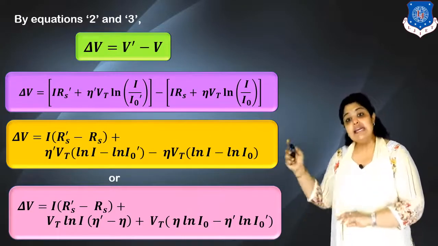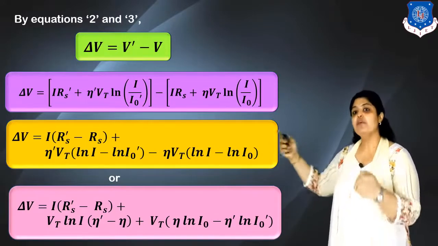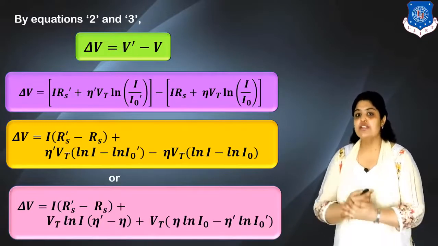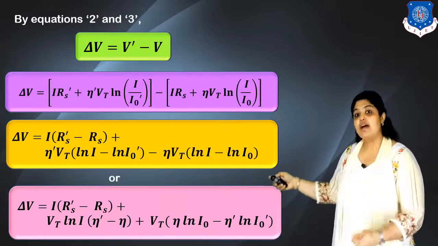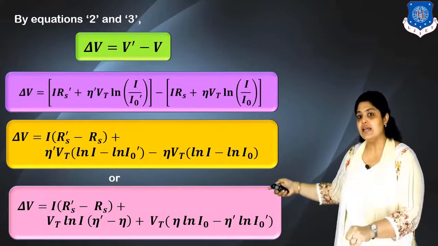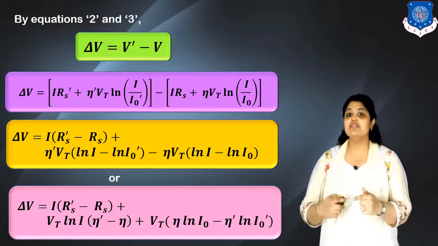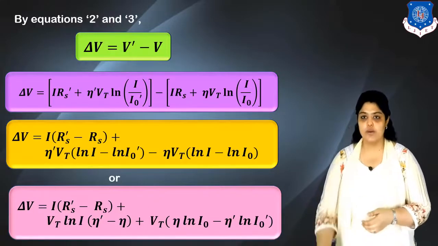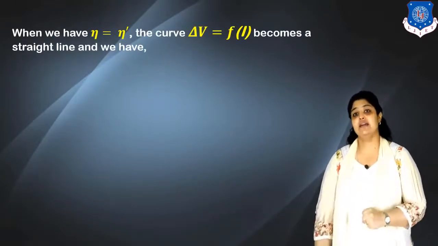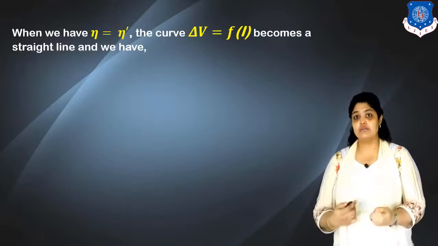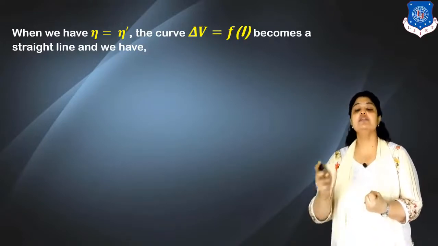So I take Vt ln I common from the two terms and Vt common from the two terms. So I am left with the equation delta V is equals to I Rs dash minus Rs plus Vt ln of I, that is common, eta dash minus eta, plus Vt only common, eta ln I naught minus eta dash ln I naught. So this is just simplification of the above equation. Now let's see what comes next. Suppose we say that we have assumed I naught dash and Rs dash. So suppose we consider that eta is equals to eta dash.